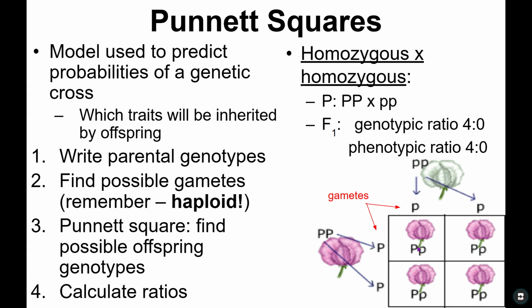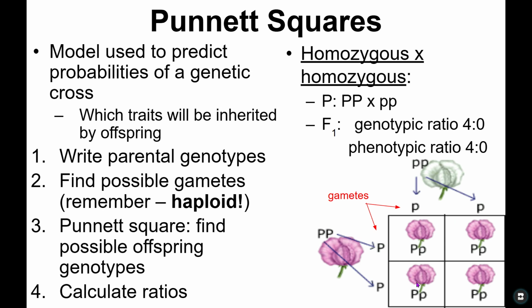Then we recombine them from each parent in each box. So this top left box is a combination of the big P from the purple flower and a little p from the white flower. Scooting over to the top right box, we recombine the right hand little p and the top big P to form big P, little p.